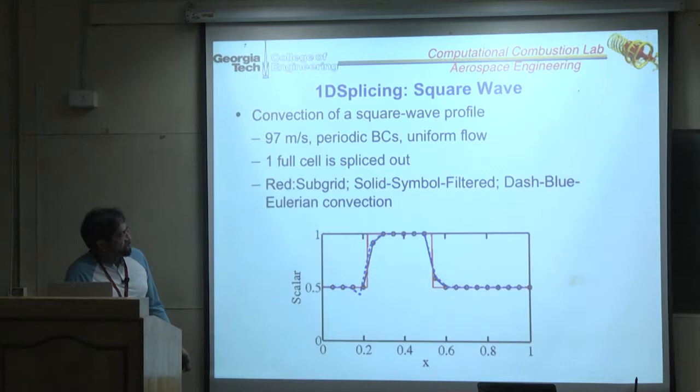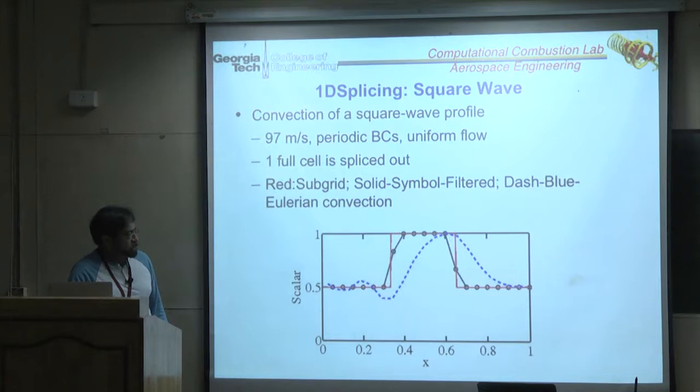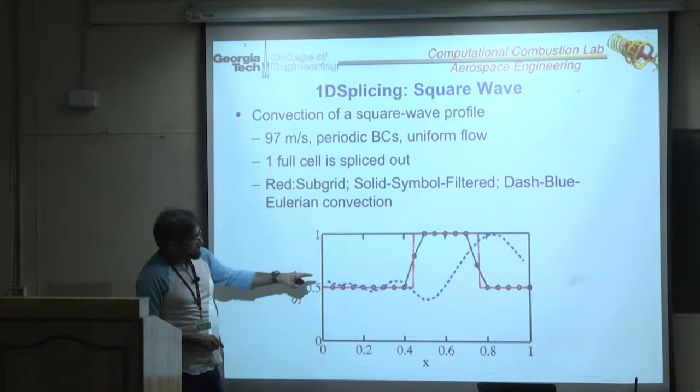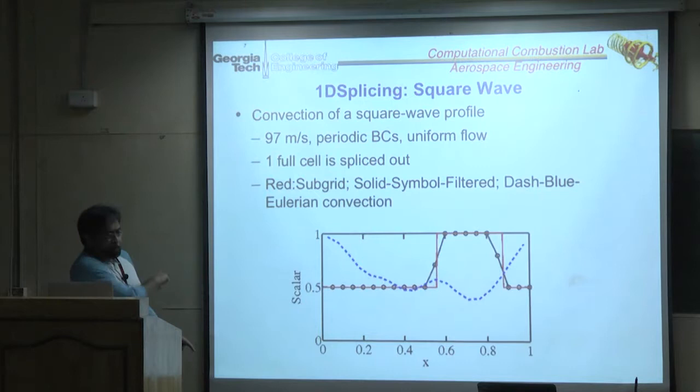But here's a good example of what this can do versus what gradient diffusion does. Here I'm splicing out one cell at a time. The red line is the original solution. That's just to show it should have been a very sharp front. So you want to transport a sharp front.